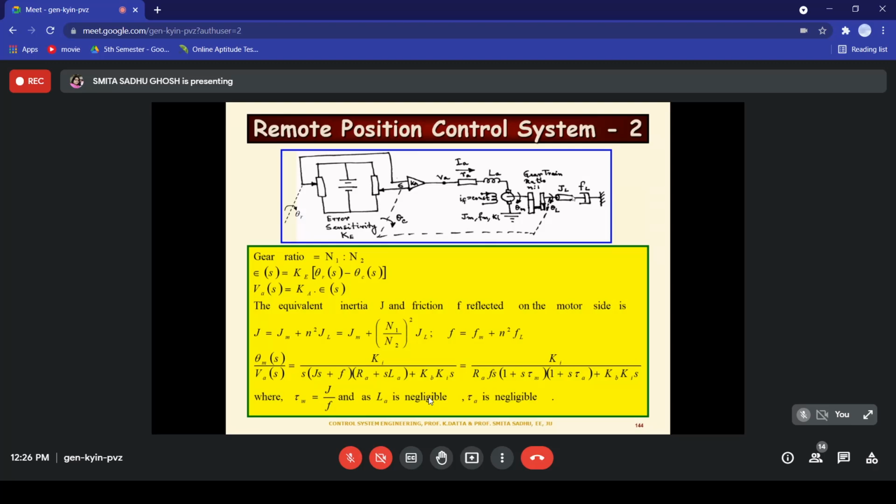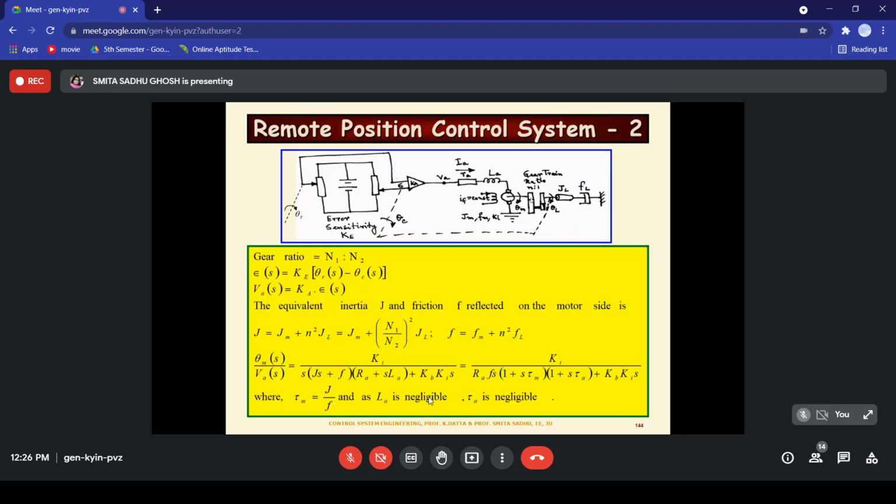So basically what I mean to say is that we have already written the equation for the error detector and also for the amplifier unit. Now we have come to the servo motor. When we write the transfer function of the servo motor, it is in the armature control mode that we can see from here. So we are going to use the transfer function for the armature control DC servo motor.